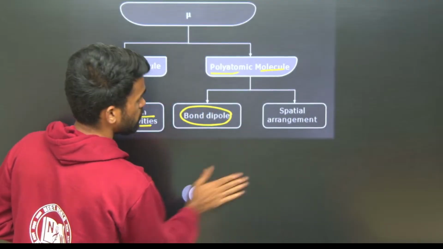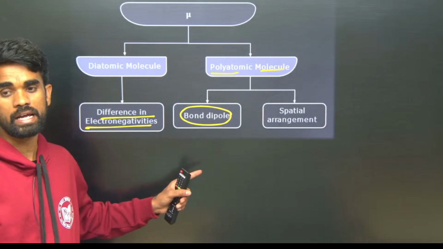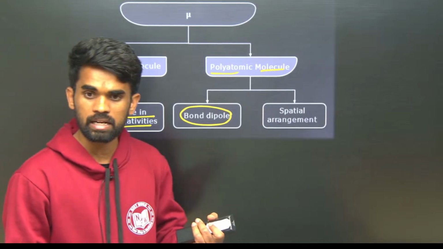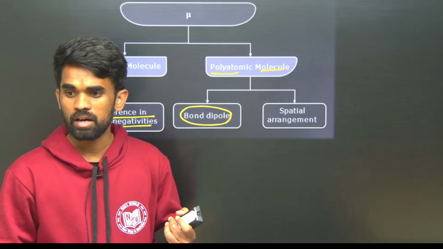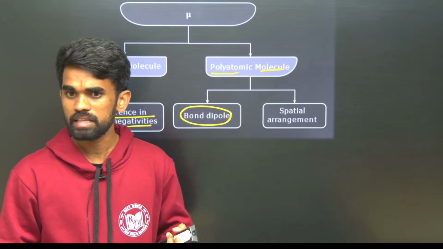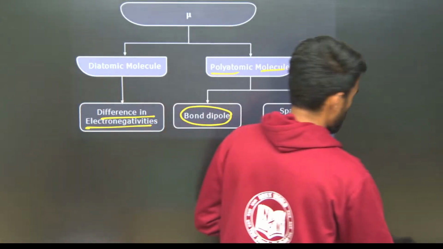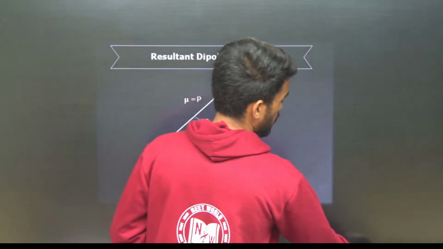Another factor is the spatial arrangement around the central carbon atom, how the atoms are arranged, like tetrahedral or square pyramidal, square planar or trigonal planar. Spatial arrangement is also a very important factor in the case of polyatomic systems.